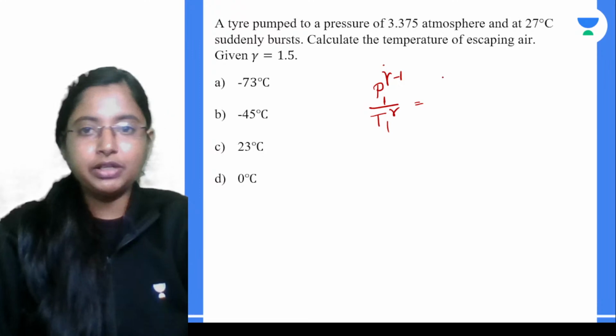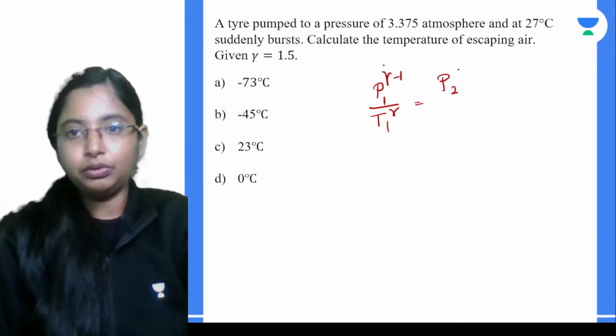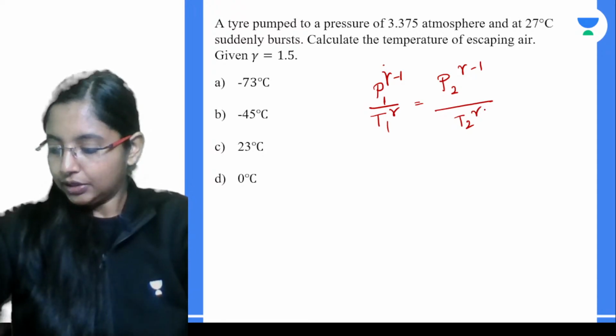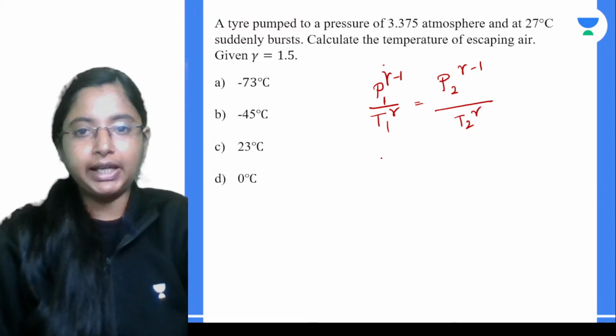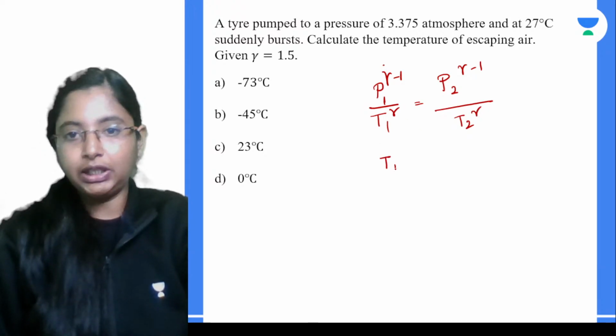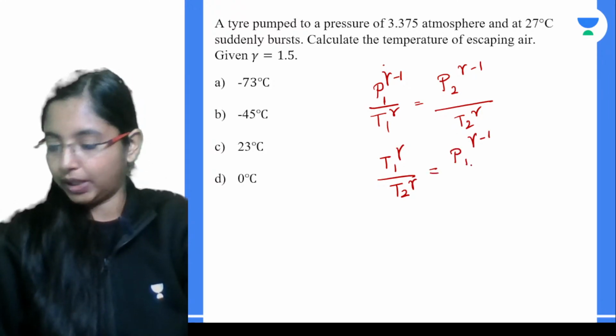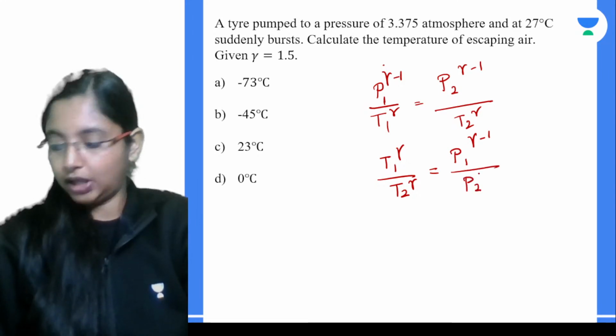Okay, we can equate these two equations. This will be P2 to the power gamma minus 1 divided by T2 to the power gamma. So from here, if I take the ratio T1 divided by T2, let me cross multiply. This goes to the other side. This will be equal to P1 to the power gamma minus 1 divided by P2 to the power gamma minus 1.